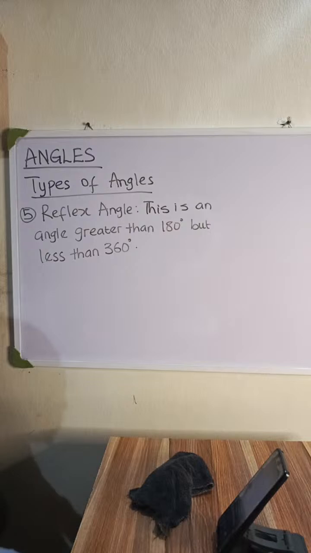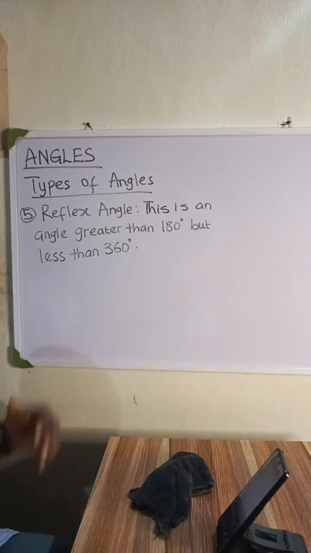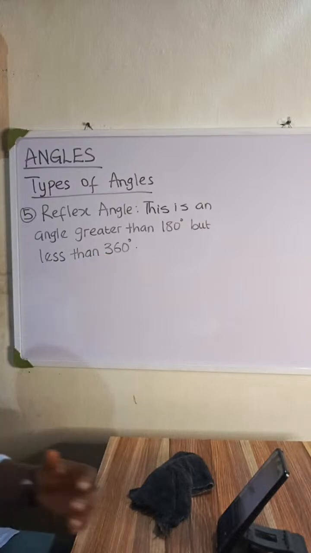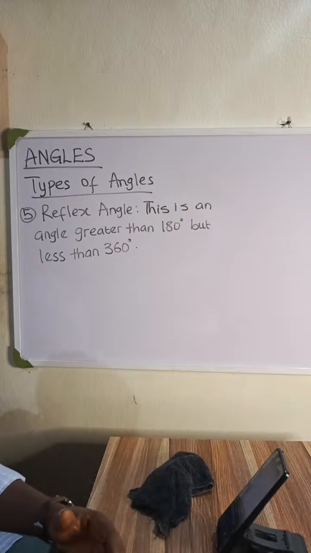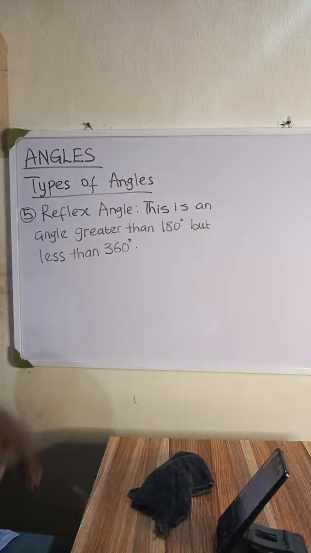Okay, so a reflex angle is greater than 180 degrees, but is less than 360 degrees. So most external angles of a plane shape or figure are reflex angles.